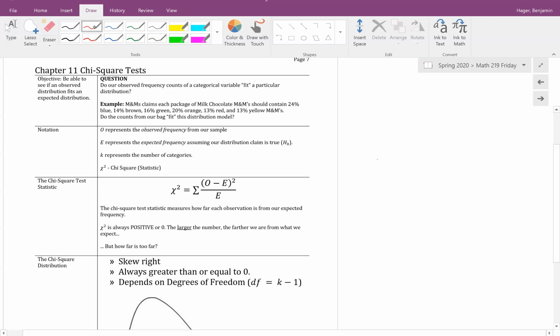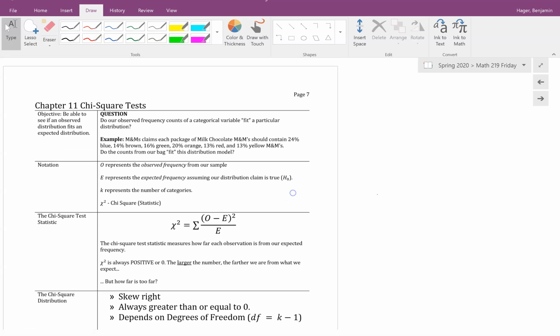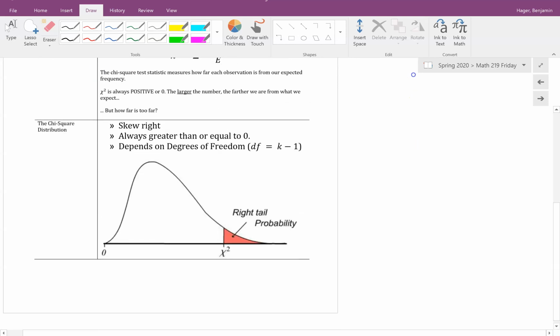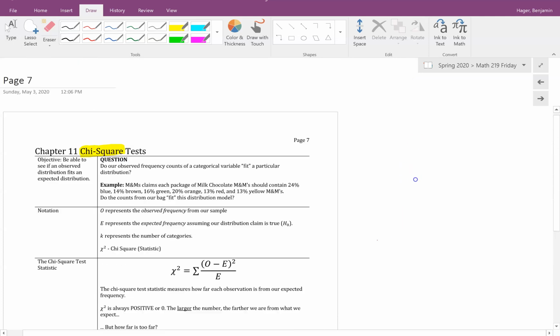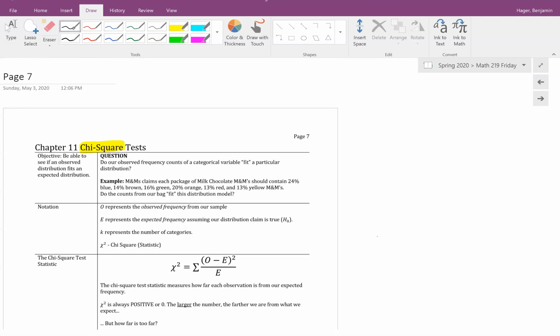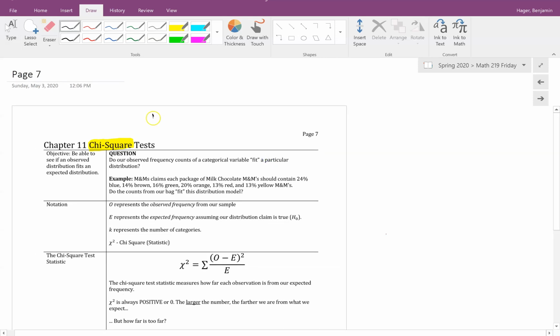Okay guys, so in this video we're getting into chapter 11. We're learning about the chi-square distribution. It's a new distribution and there are a variety of tests we can use with it. What we are going to be looking at today is known as the goodness of fit test. This is labeled as 11.2 in the homework and on the syllabus.